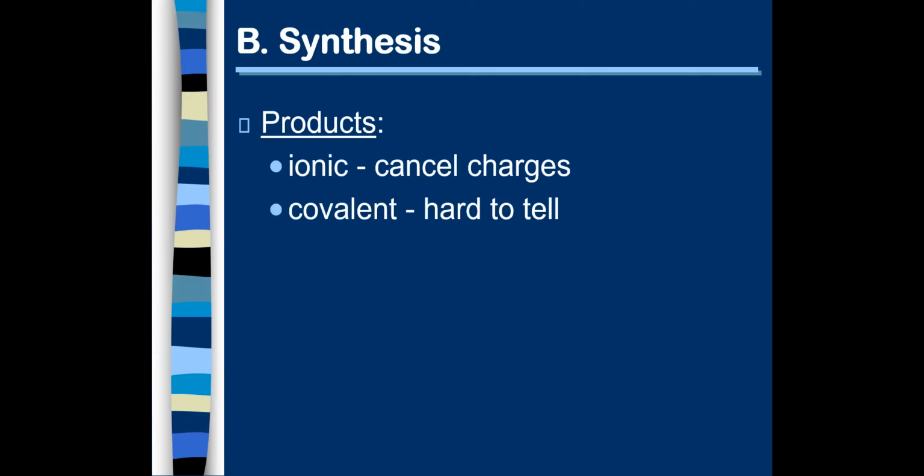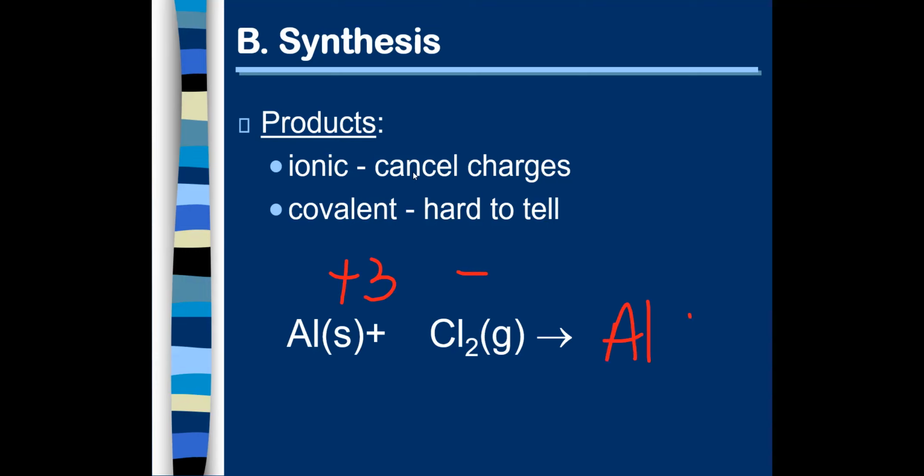Products. If they're ionic, your charges are going to cancel. If they're covalent, it's much harder to tell what your products are going to be. So in this case, these are ionic. Remember, you do your ionic charges. This is a +3. This is a negative. So this is going to be AlCl3, right?